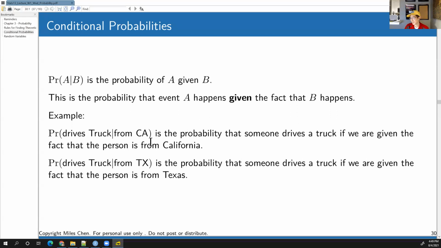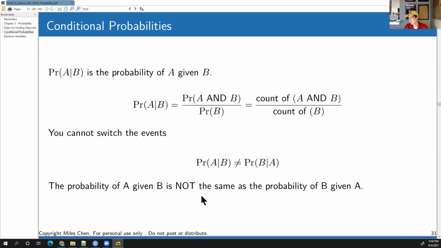And then in California, again, the playful stereotypes, we've got a bunch of Teslas and Priuses, and then Texas, they've got a bunch of pickup trucks and stuff like that. Okay, is that all right? Does that kind of make sense? This idea of a conditional probability.